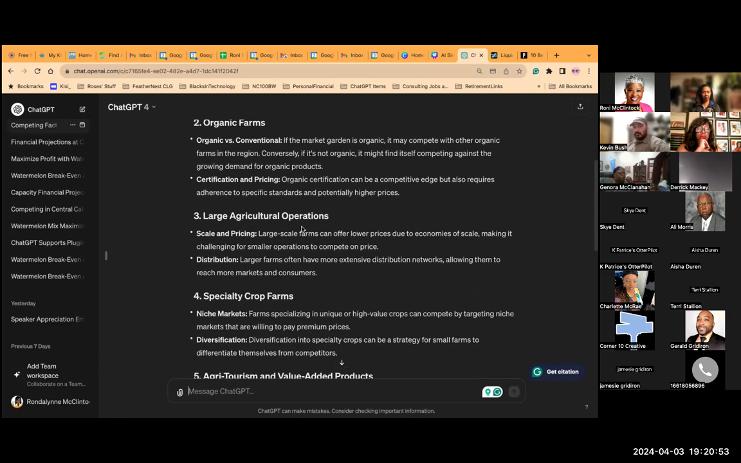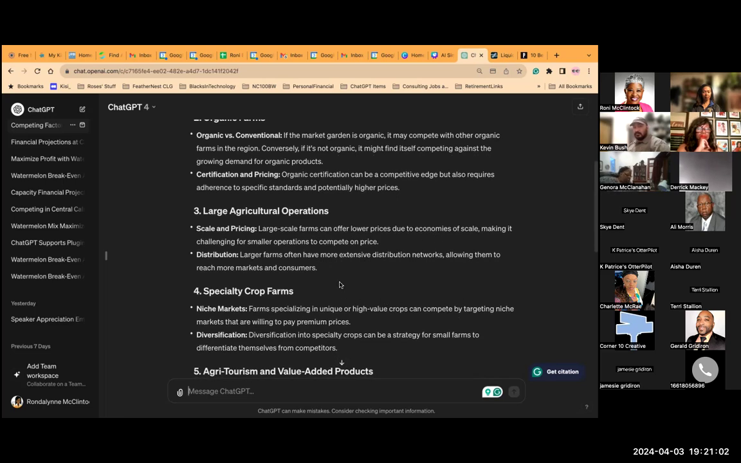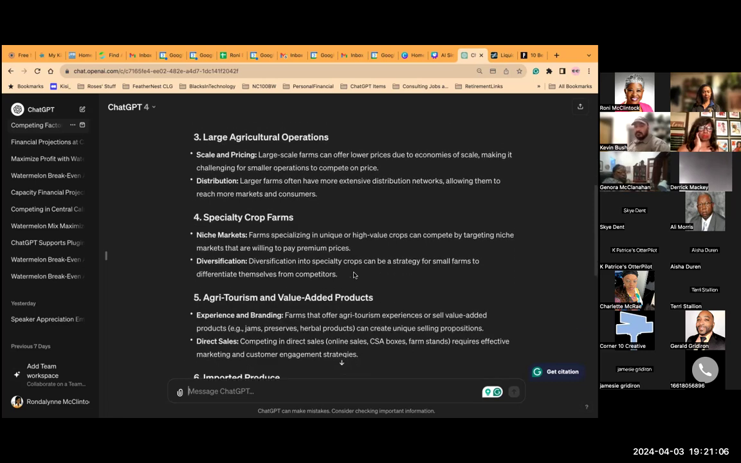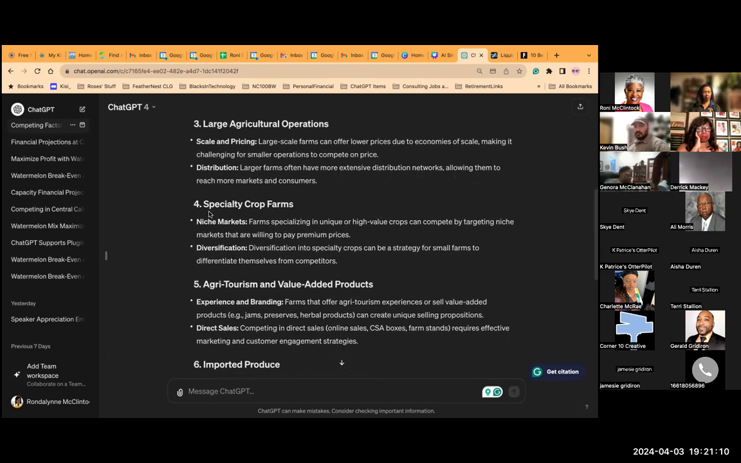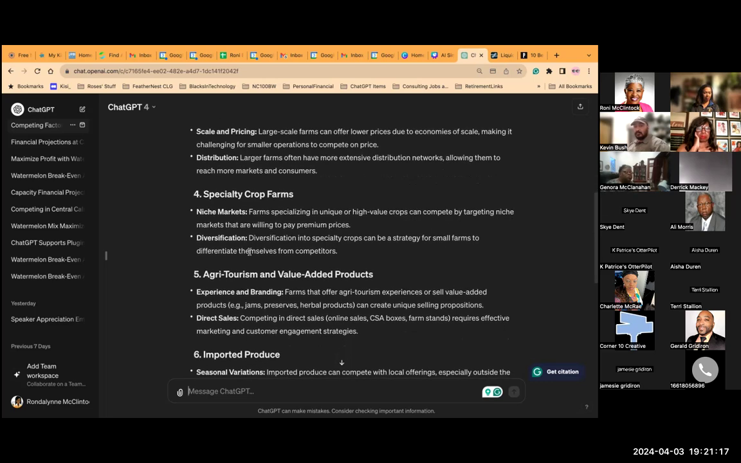Again, large agricultural operations. You may or may not have considered them as competition, but they can offer lower prices due to economies of scale, making it challenging for smaller operations to compete. Distribution, they have more distribution. Your specialty crop farms, your niche markets are competitors. Diversification due to specialty crops can be a strategy for small farms to differentiate themselves from competitors.